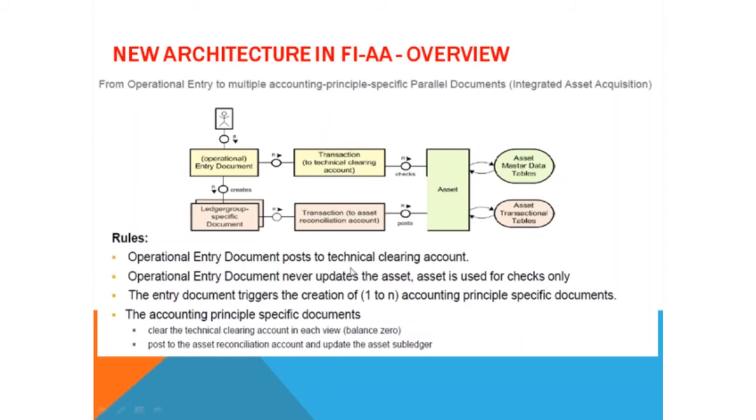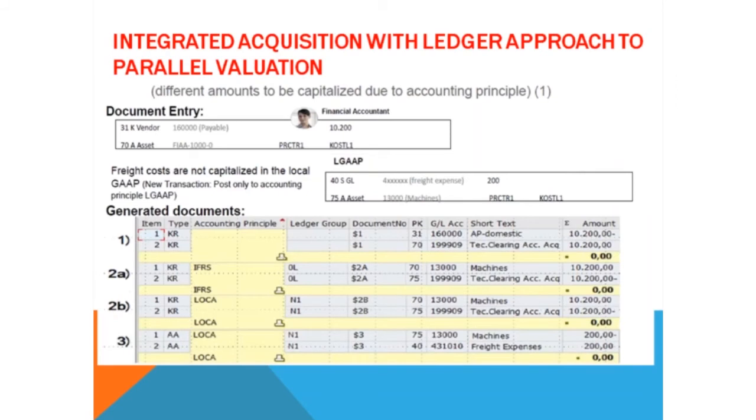An operational entry document posts to technical clearing account. Operational entry document never updates the asset. Asset is used for checks only. And then accounting principle specific documents, all basically happen over here. And here you can see these are the accounting principles: IFRS ledgers, local. Previously these columns were not available even in reporting, and now you can see everything happens based on the reporting structure. Previously we had to create some of them, now it facilitates, that's why it's called simple.